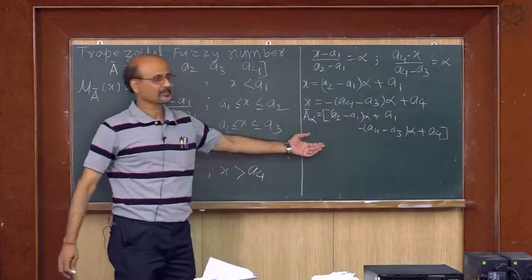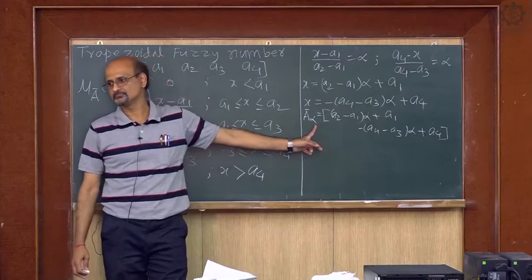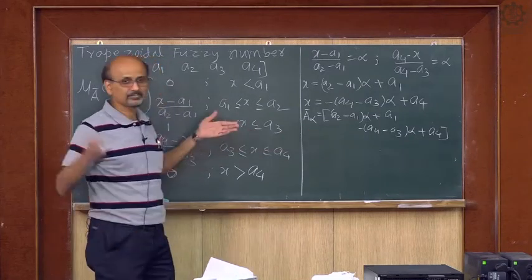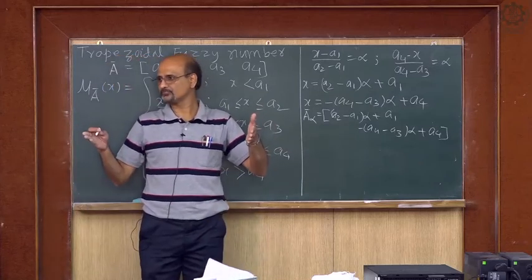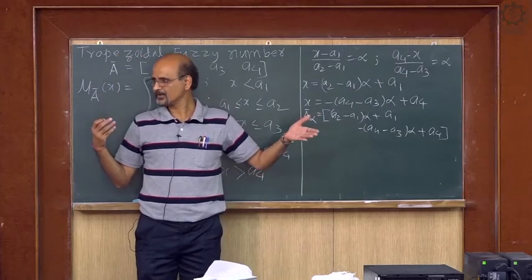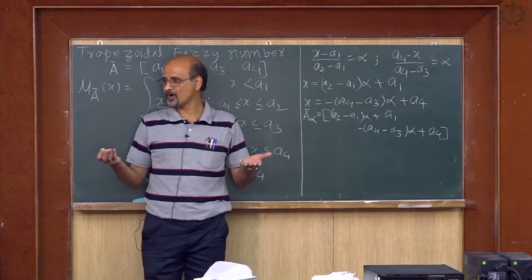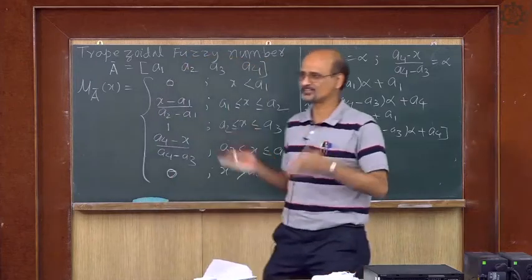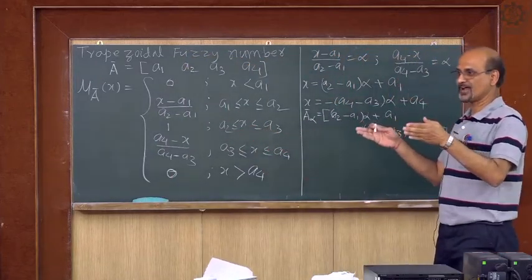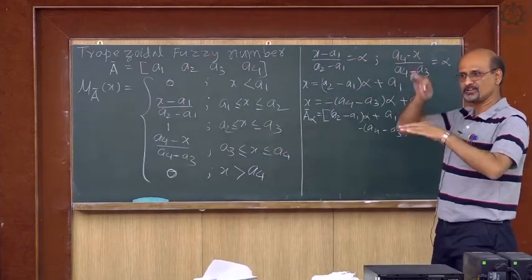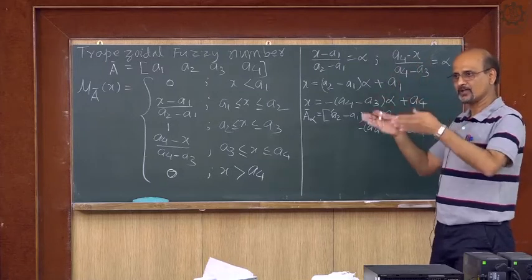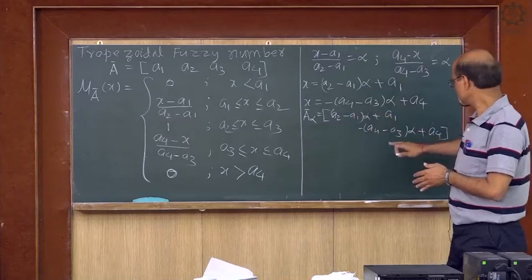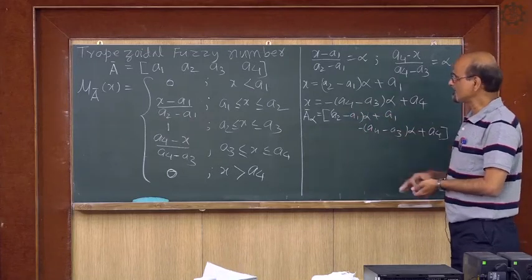And you can check, if I put alpha equal to 0, you will get the interval A1 A4, and if you put alpha equal to 1, what you will get? A2 A3, and for those A2 and A3 you have the membership value as 1. And if A2 equals A3, it means it is TFN, fine. So, in this way we can do.